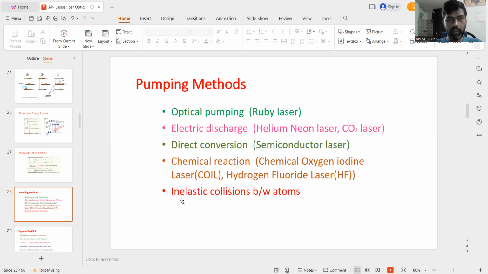This particular process will be used in gaseous lasers. Along with the electrical discharge method, this method also will be used to get the excitation and de-excitation process.